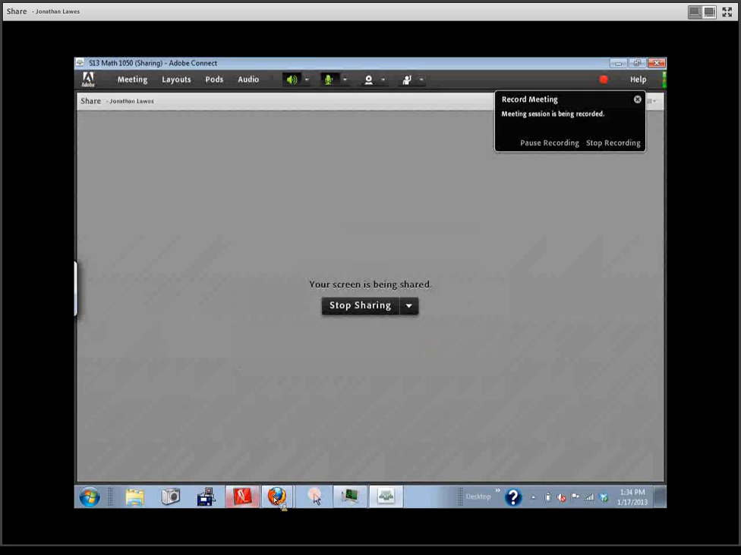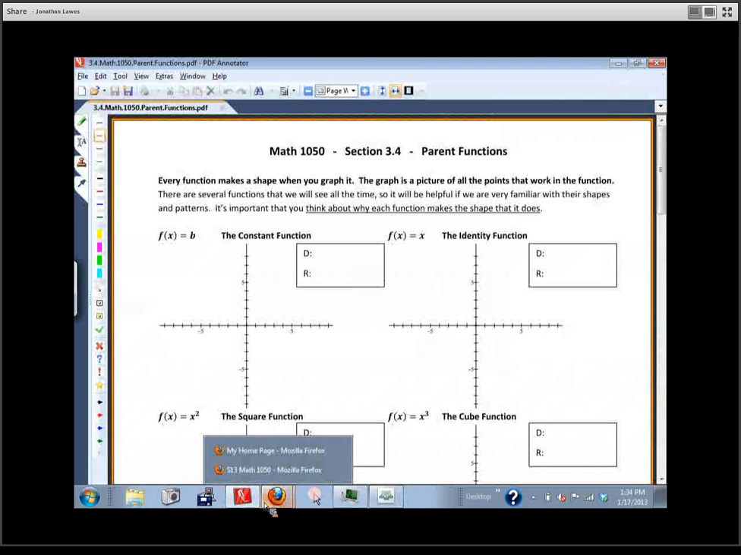So let's take a look at 3.4. This section is really important. You may already be familiar with some of these. You want to be really familiar with these by the time we're done. We're going to have a quiz on this stuff tomorrow.